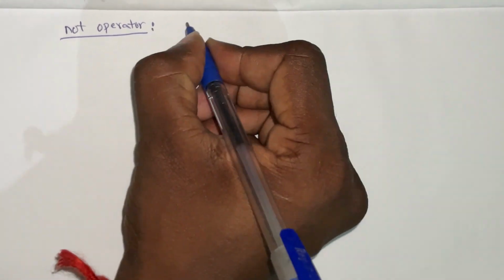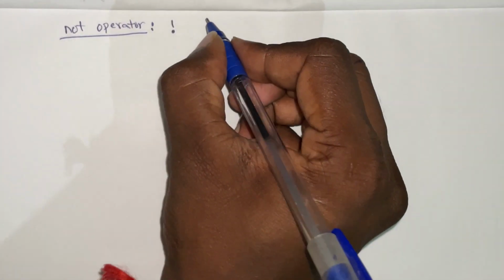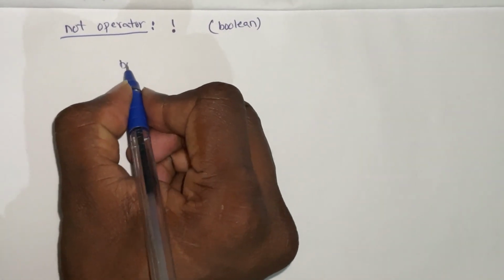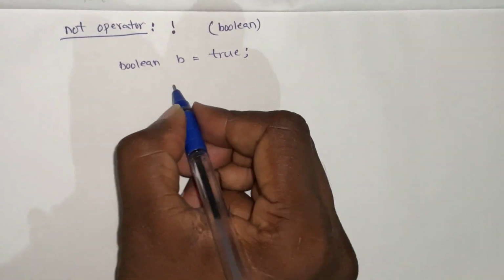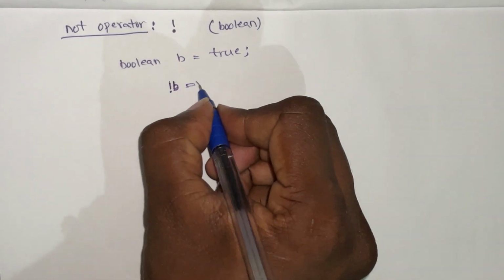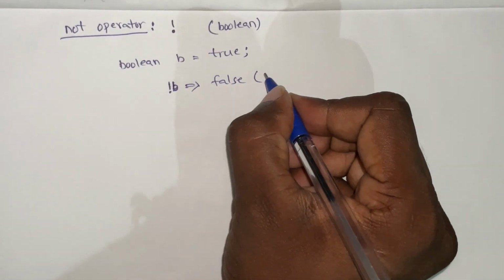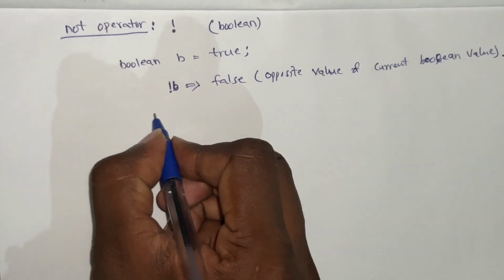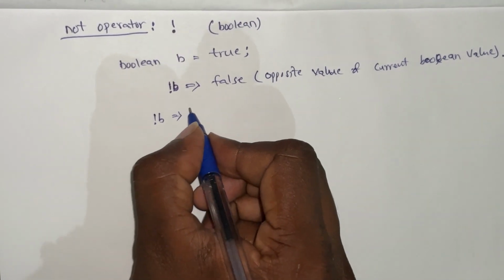The symbol for this not operator is used only for boolean values. Let's say you have a boolean b equal to true. If you use not b, then it becomes false. It is just the opposite of the current boolean value. If you use not b again, since it is false, it will become true.